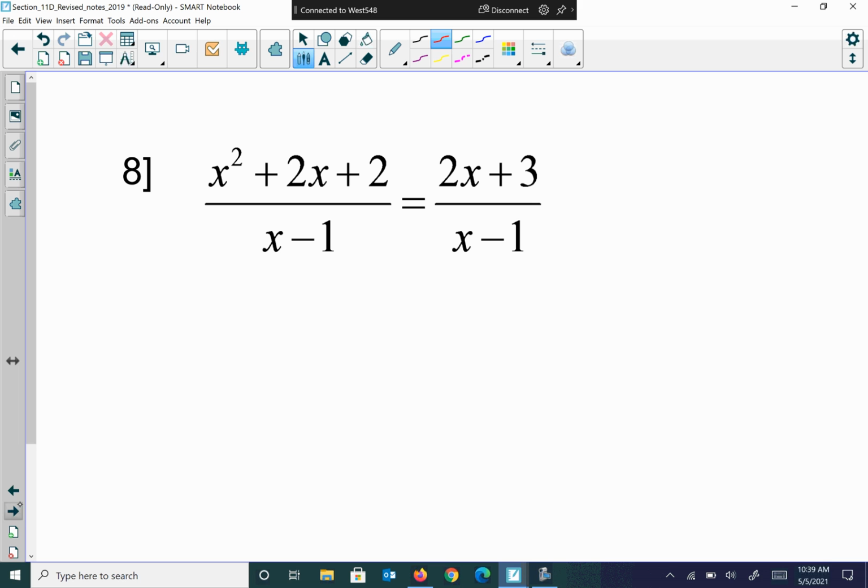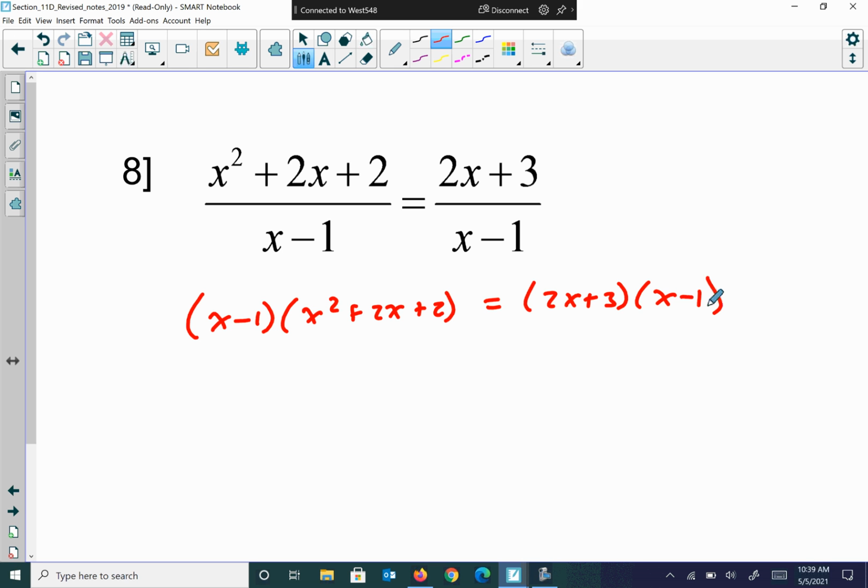All right, before I cross multiply, I think you should factor. So I'm going to factor this top one, 2x plus 1, x. Take it back. That doesn't work. I'm going to cross multiply this, but I'm going to leave this x minus 1 like this. And then x squared plus 2x plus 2 equals 2x plus 3 and x minus 1. Agree?